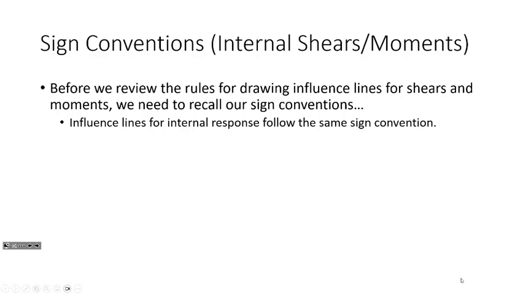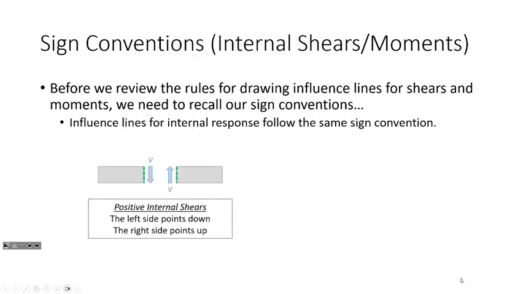Now, before we review how to actually draw these influence lines, I do want to go through some sign conventions. Whenever you're looking at influence lines, the sign convention follows the internal response. For example, we're looking at the shears and moments inside the beam at a particular point. So for positive internal shears, the sign convention looks like this. Remember, if we cut a section and we look to the left, we say that downward shears are positive. If we cut a section and look to the right, we say positive shears are upward.